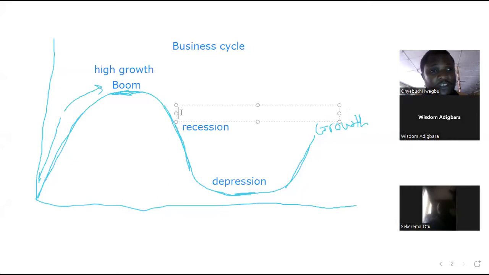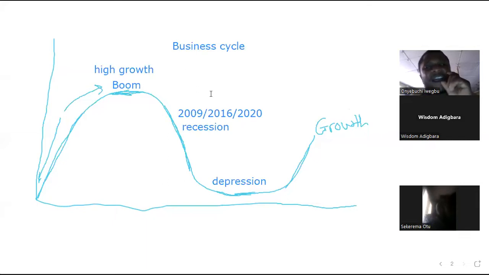That first one is 2009, 2016, 2020. Whenever an economy experiences a negative growth rate for 2 consecutive quarters, maybe January to March, April to June, the economy has slid into recession. So we always have that recession.